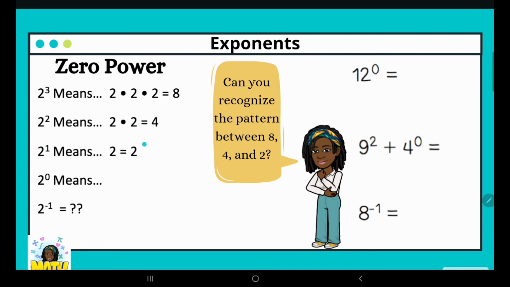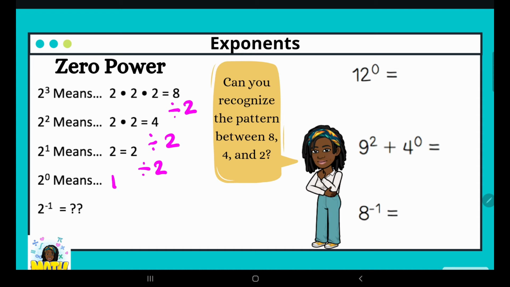Now, can you identify what is happening between the 8, the 4, and the 2? What's the change in the pattern? Go ahead, think about it. If you said that we're dividing by 2, then you are absolutely correct. So 8 divided by 2 is 4. 4 divided by 2 is 2. Now, what about if I divide 2 by 2? Then the next number in our series would be 1.